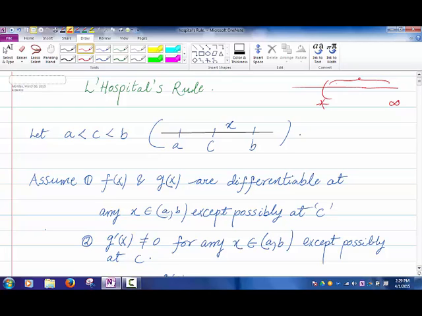The main assumption of the rule is that the limit form is either 0 over 0 or infinity over infinity. Is that okay? So I was dodging that, but you're right that if I look at x going to infinity, then this interval would have to be changed to something like a right-open interval. Okay.